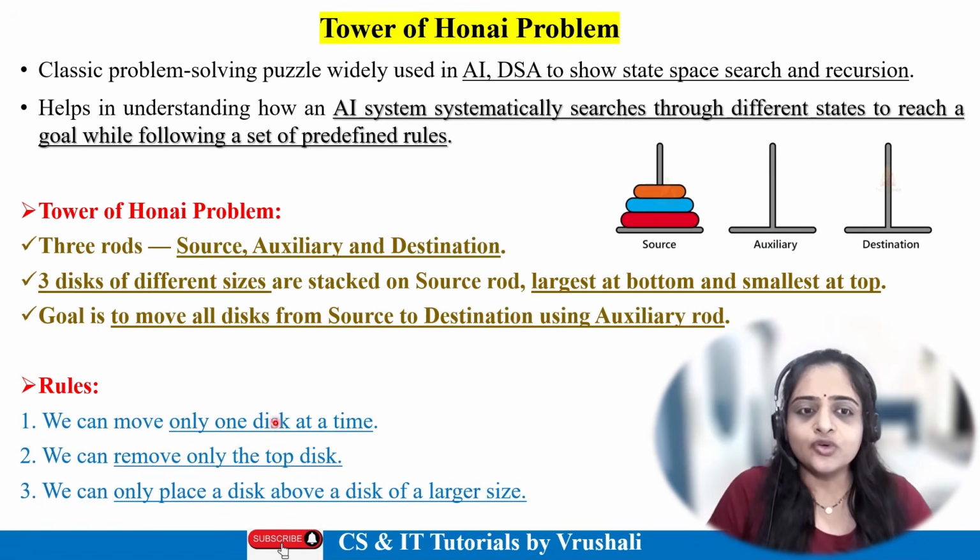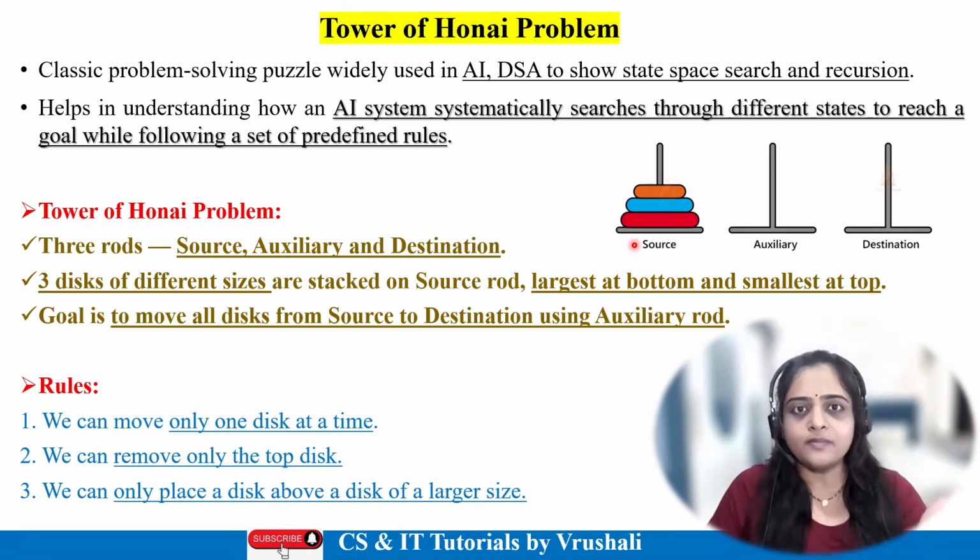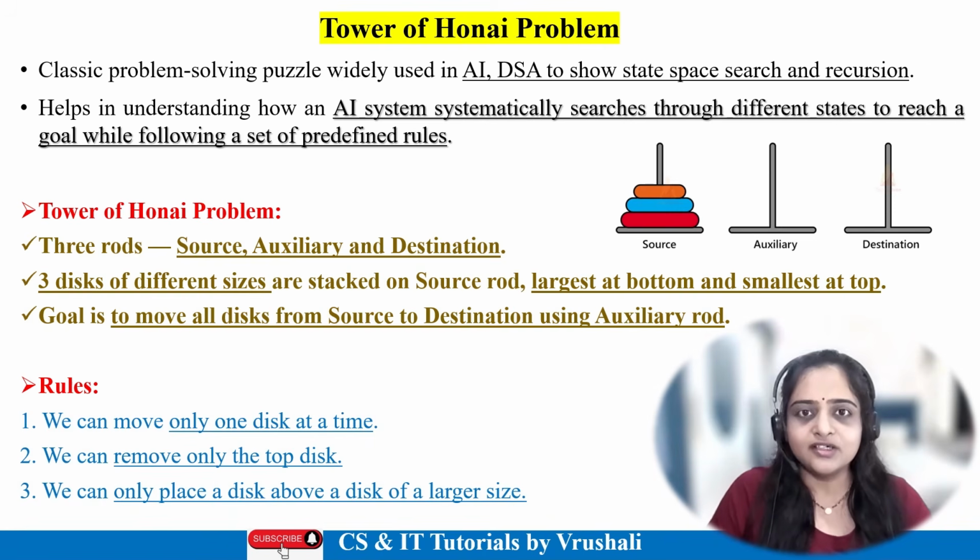The Tower of Hanoi problem has some rules. First rule, you can move only one disk at a time. Second rule, you can remove only the top disk. Third rule, you can place a larger disk only at the bottom. This sequence is compulsory: smaller, medium and larger, with smaller at the top and larger at the bottom. Got it? So these are the three rules.